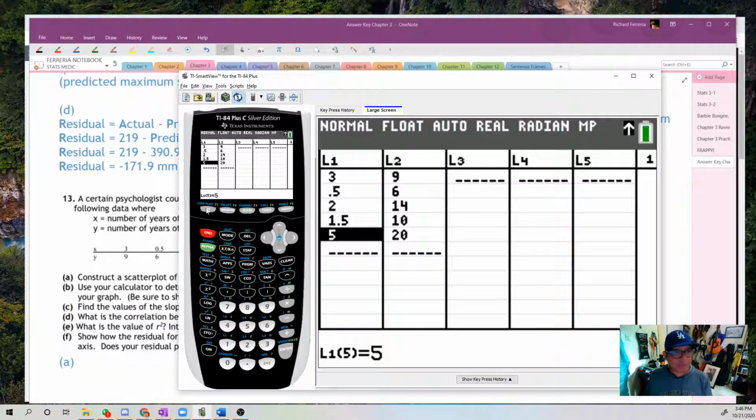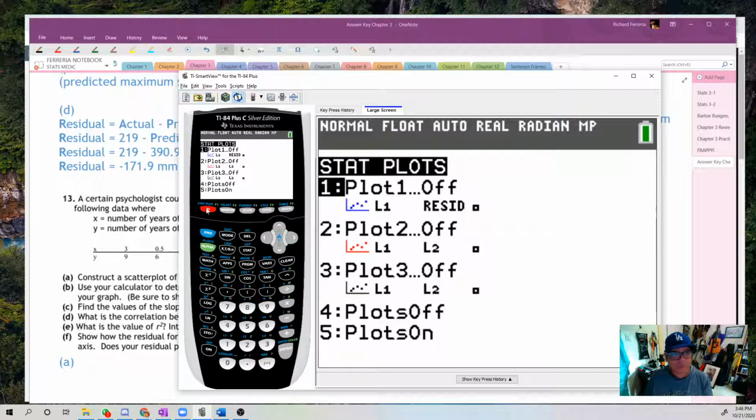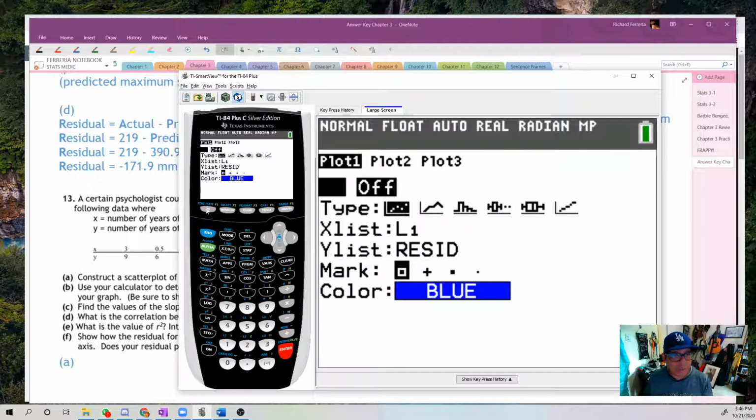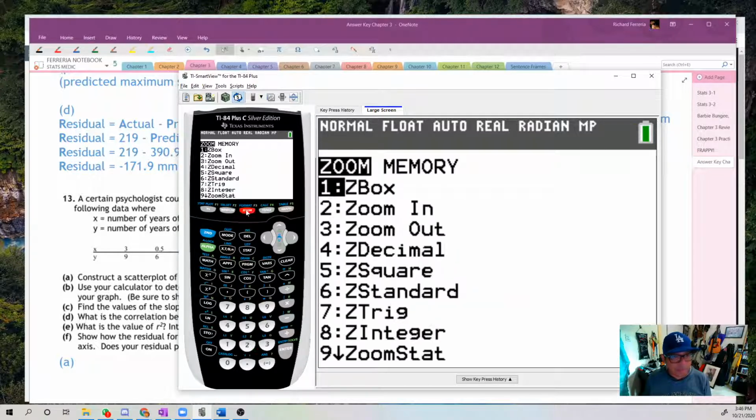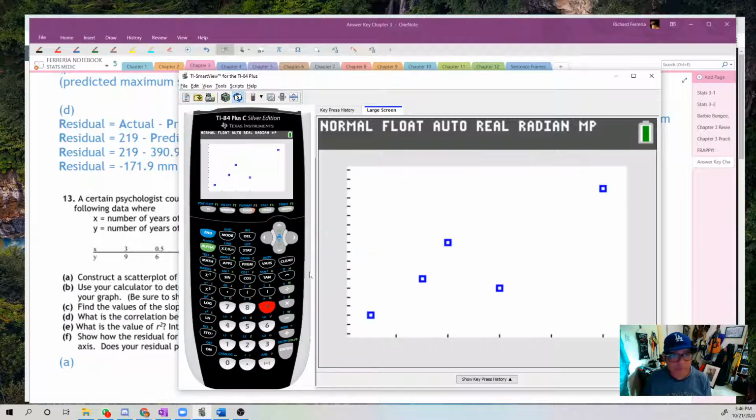Next, second, y equals brings up the stat plot menu. And we want to turn the first stat plot on. Change it to a scatter plot. Verify that this is where the x coordinates were, and that is where the x coordinates were. Verify that this is where the y coordinates are, and no, that's not where the list of y coordinates are. The y coordinates were in L2, second 2. To get the scatter plot, you'll push zoom, and then ZoomStat, number 9. Great. Here is our scatter plot.